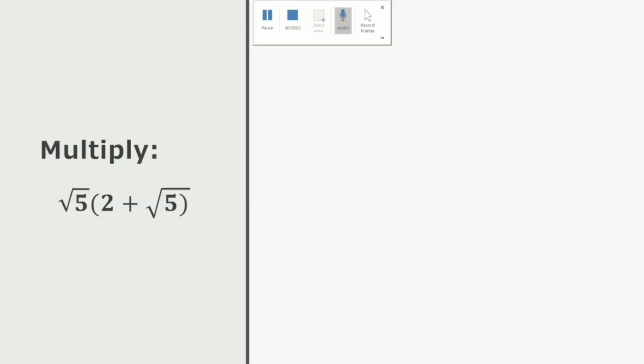Alright, let's try to multiply square root of 5 times the quantity 2 plus square root of 5. Our first step here is to apply the distributive property to remove the parentheses. Remember that you can multiply numbers outside the radical with numbers outside the radical, and numbers inside the radical with numbers inside the radical. So the product of square root of 5 times 2 is 2 square root of 5.